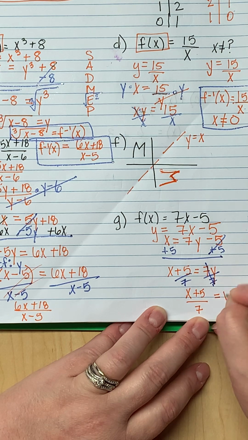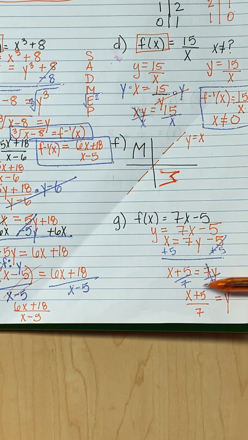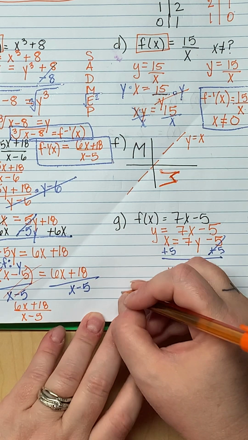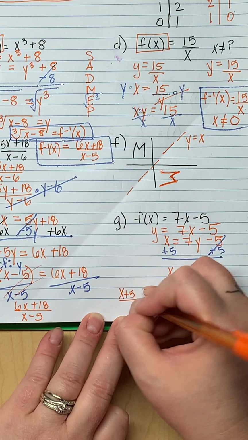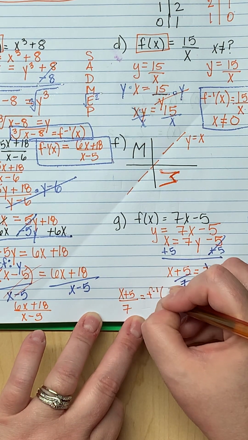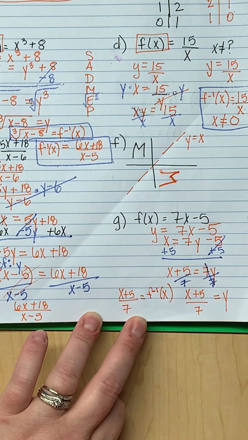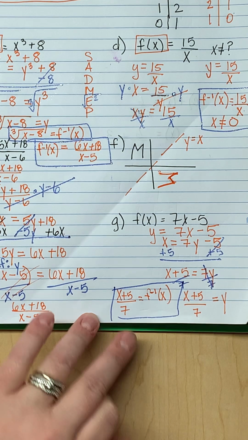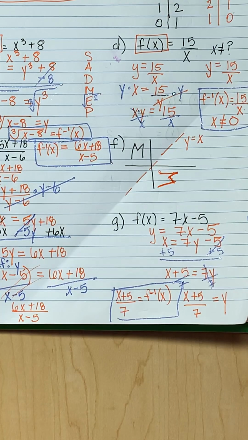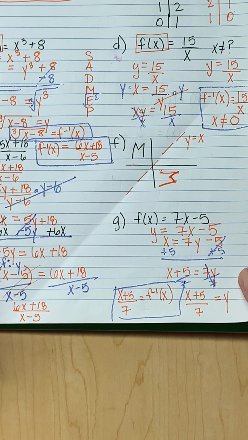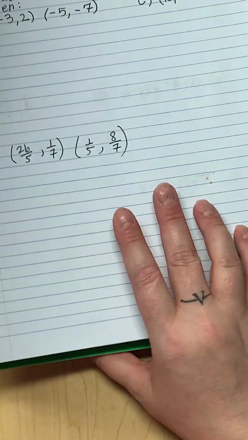And we can leave it like that. We don't have to change that fraction to 2 different fractions or anything. The only thing is I'm going to finish it off by putting that f to the -1 instead of y. And it's okay that it's on the right side of the equal sign. Okay, the last thing that we're going to learn is composition to prove that 2 equations are inverses.